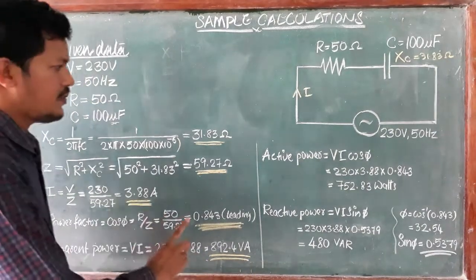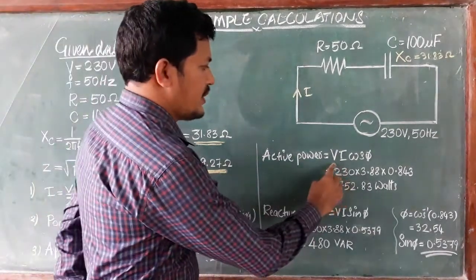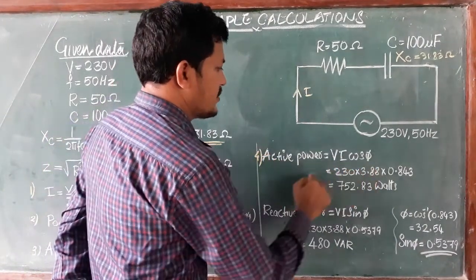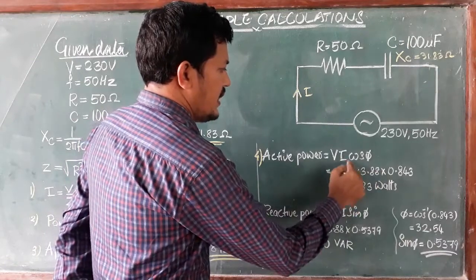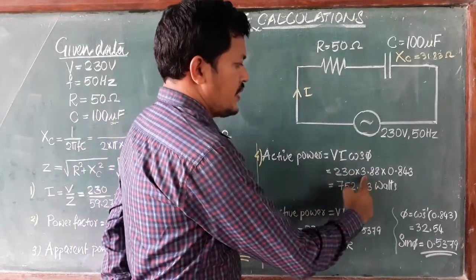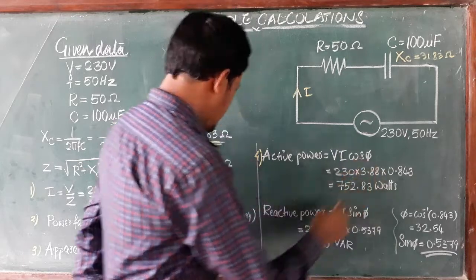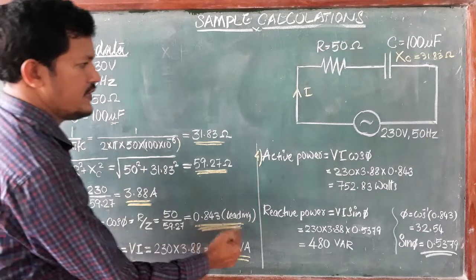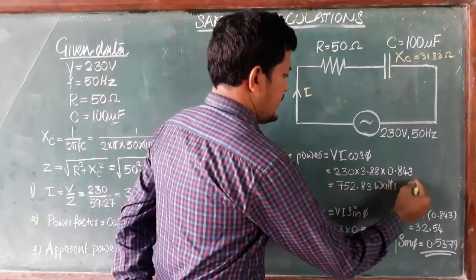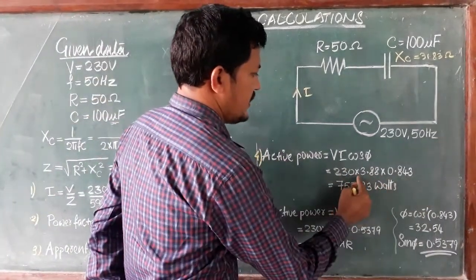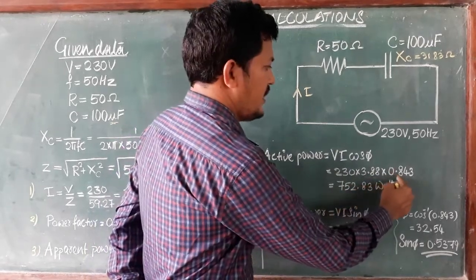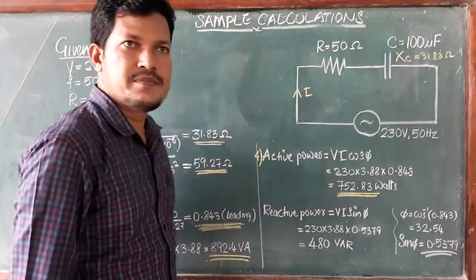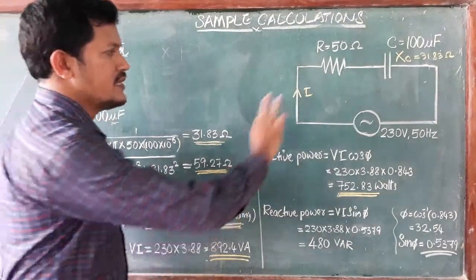Next is active power. We know the equation: active power equals V I cos phi. V is 230, I is the total current 3.88, into cos phi. The power factor cos phi is 0.843. So multiplying 230 into 3.88 into 0.843, we will get 752.83 watts. This much active power is dissipated in the circuit.